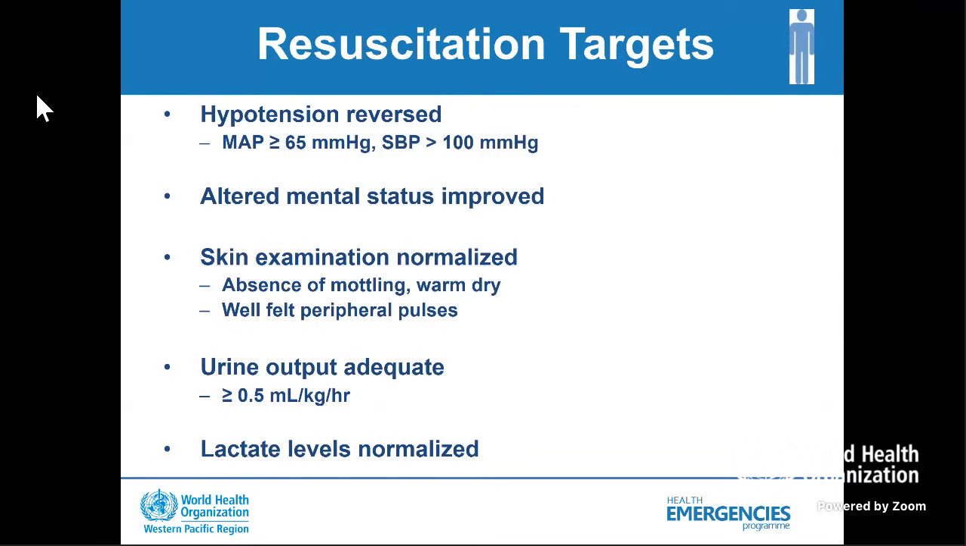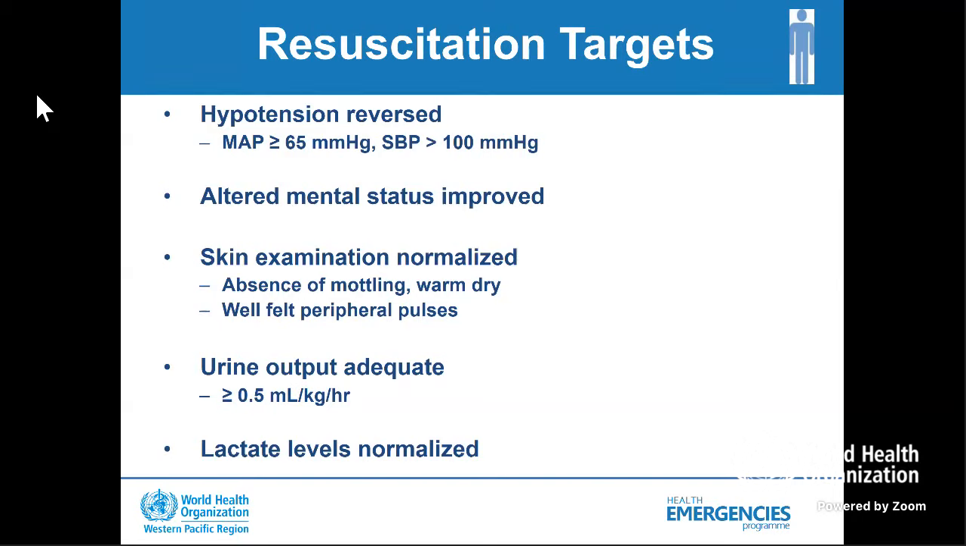Also, next, you're looking for altered mental status improvement. So you want the patient to be alert, or a Glasgow Coma score of 15, or a RASS score of 0. Next, you're looking at the skin, which does include the pulses. You want warm, dry, and no mottling. In addition, you want pulses that are strong.